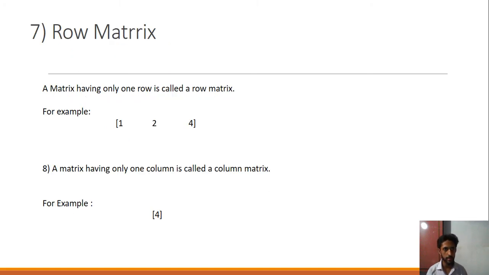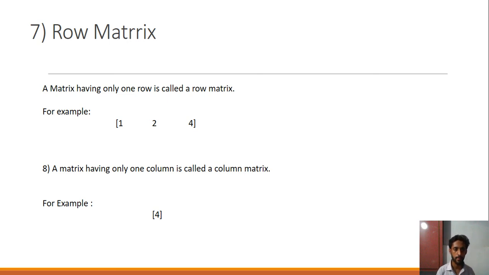And number 7 is row matrix. A matrix having only one row is called a row matrix. For example, there is just one row, 1, 2, 4, these are 3 columns and 1 row. So those matrices which have only one row will be called a row matrix.